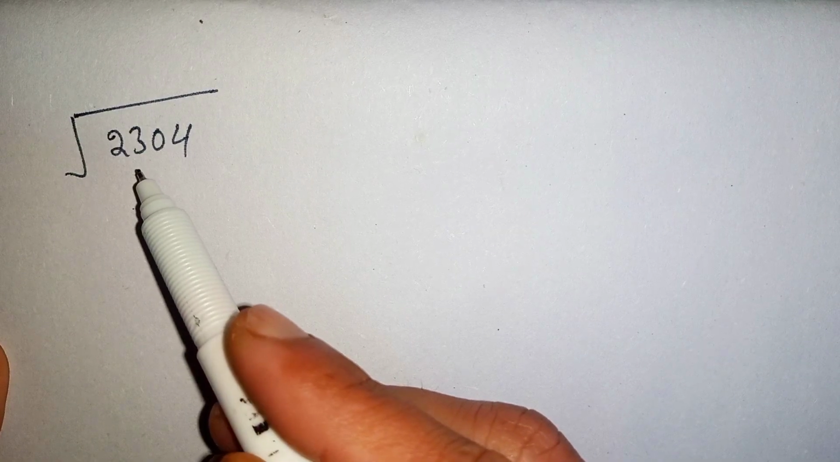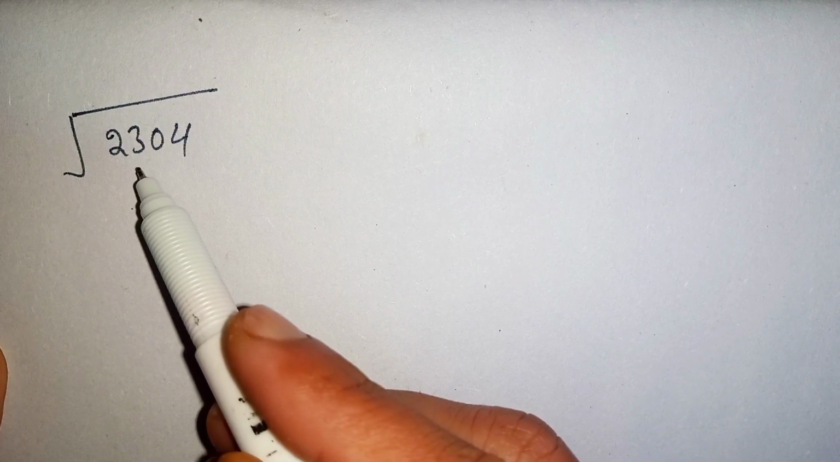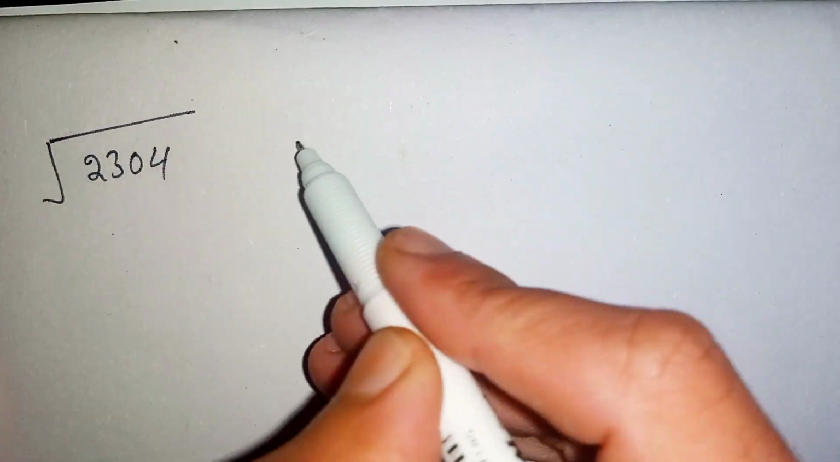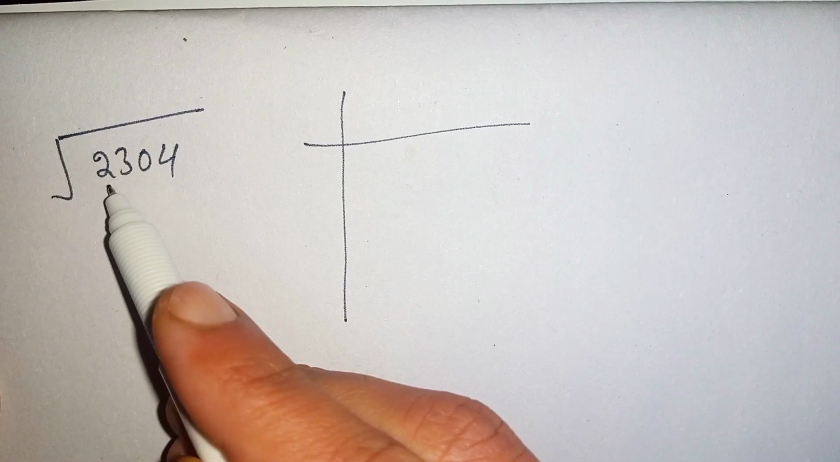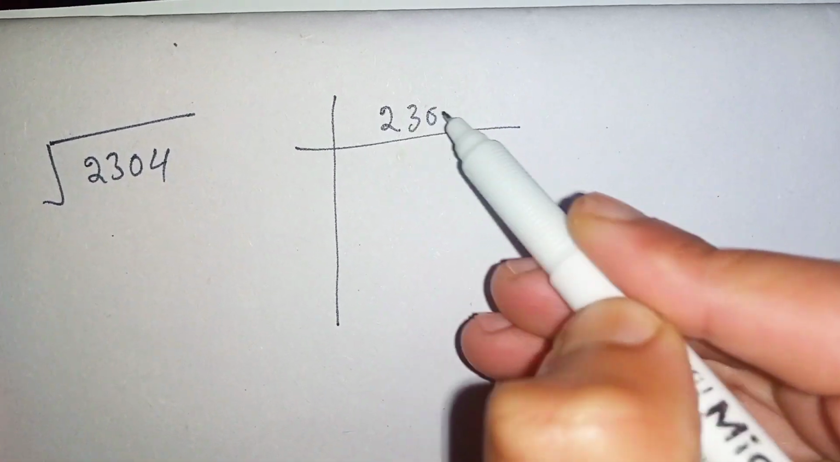In this example, we are going to find the square root of a number which is greater but is a perfect square, which is 2304. So again, we will use the prime factorization method to find the square root of 2304. So write 2304, right?